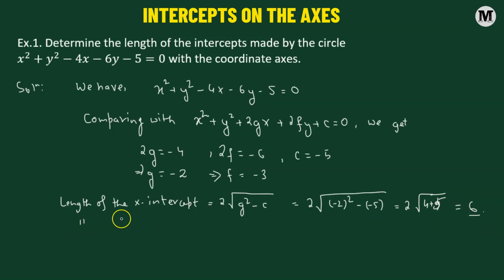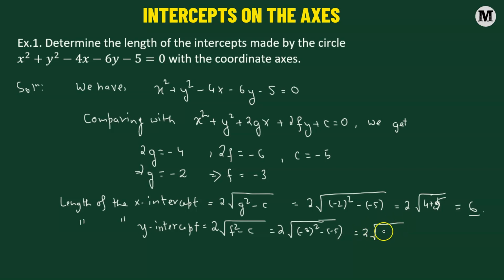Okay, and then we are going to find out the length of the y-intercept. So the length of the y-intercept is going to be equal to, so we know it's given by 2 times square root of f squared minus c. So this will be equal to 2 times square root of, so f is negative 3. You have negative 3 squared minus negative 5. This will be equal to 2 times square root of 9 plus 5. So 9 plus 5, that's 14. We have 2 times square root of 14. Fine. So we have obtained the x-intercept as well as the y-intercept.